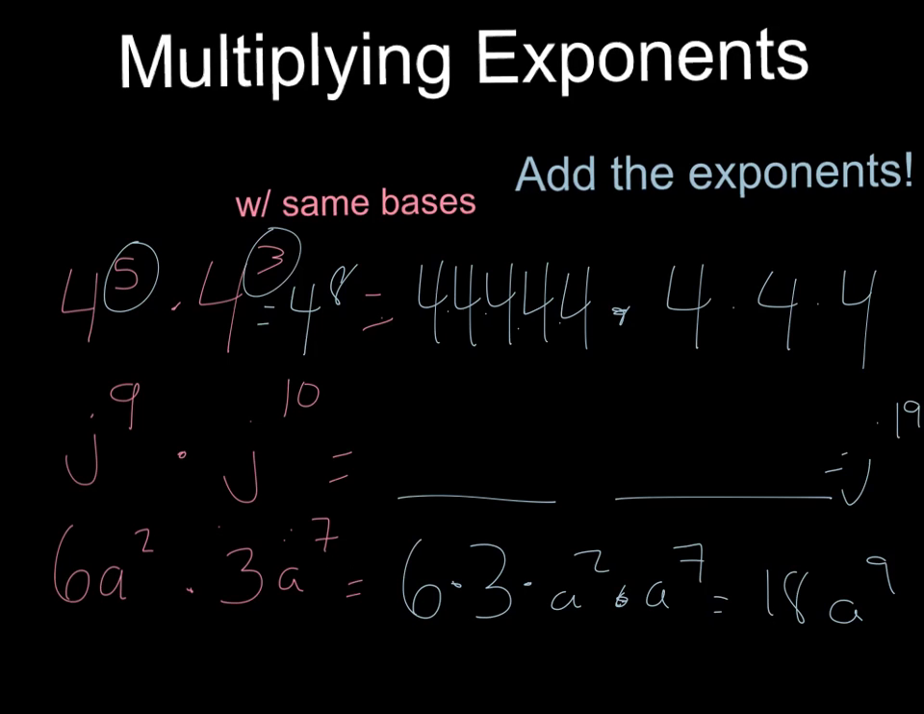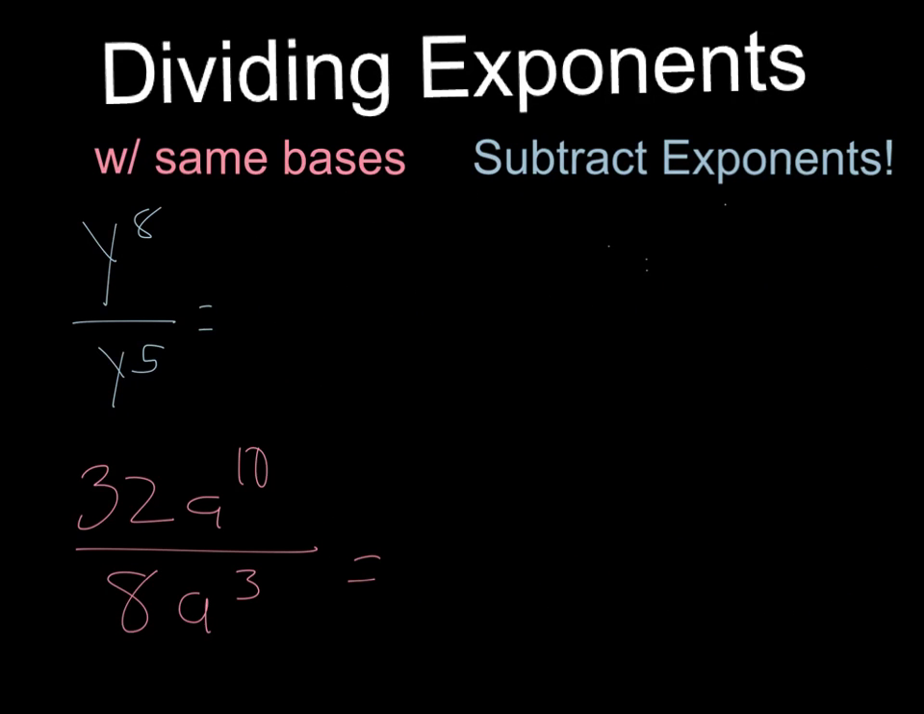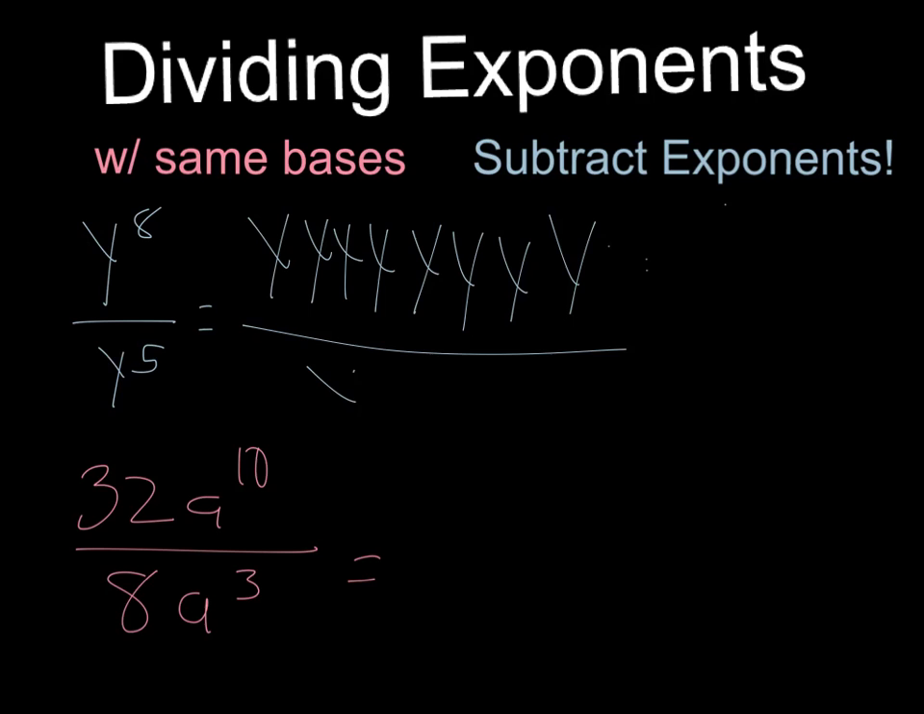Let's keep moving. In dividing exponents, it's the exact opposite. So we have the same base. Again, we have a y, we have an a, and we have an a. So here we're just subtracting our exponents. If I have y to the 8th divided by y to the 5th, remember that's 8 y's divided by 5 y's. And if you start to look at those, we don't know the value of y, but we sure know that y divided by y is just equal to 1.